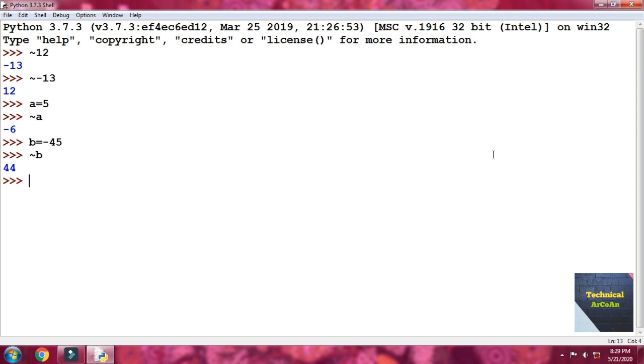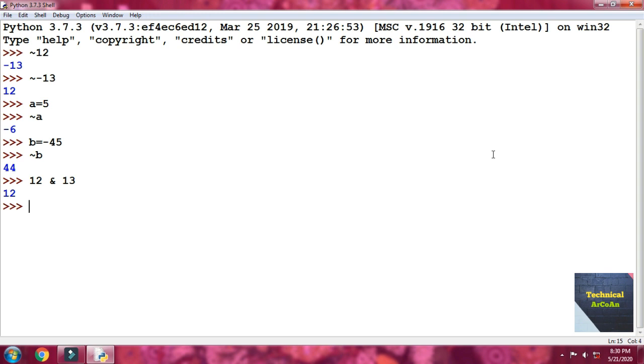Now go for the next operator, bitwise AND. Suppose we write 12 and 13, it returns 12. Actually what happened here, 12 and 13 are first broken into binary and then we operate the AND operation on them. Then we get this value.